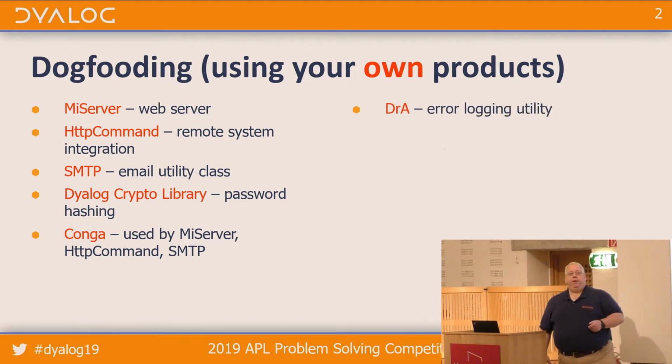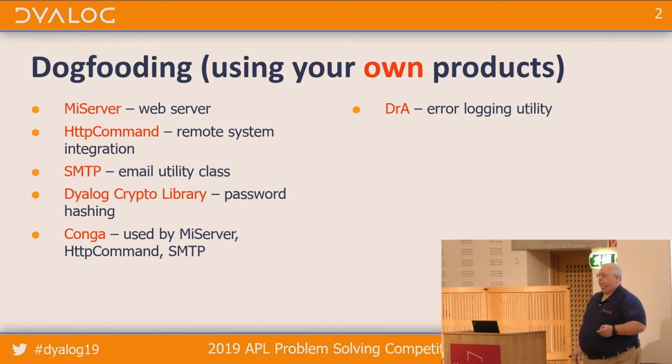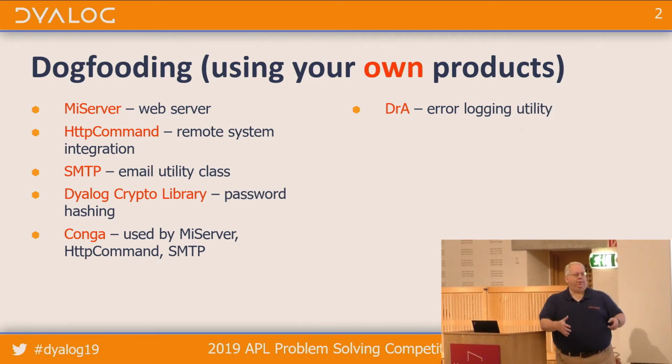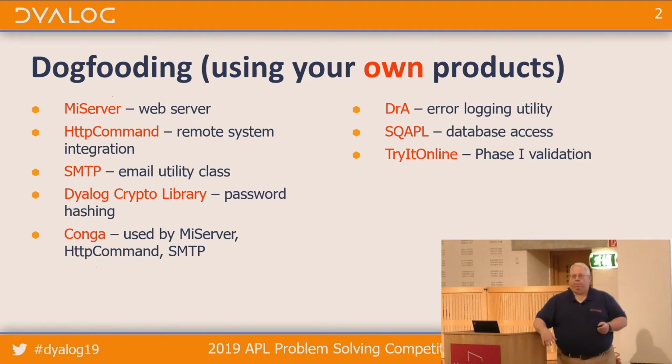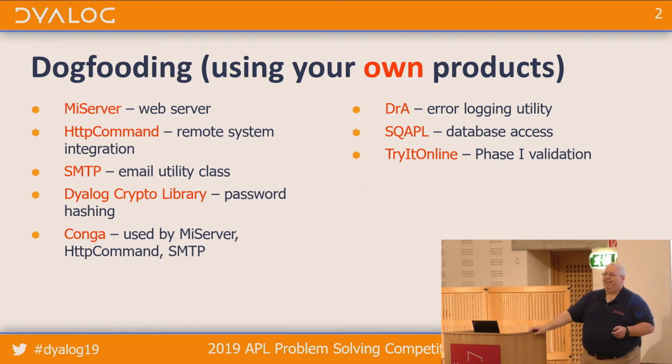We used Dr. A, which is a utility that not a lot of people have heard of, but it's an error logging utility that I think Morton wrote, sort of as if you remember Dr. Watson on an IBM PC way back when, this is sort of an answer to that from the APL side. We use SQAPL for our database access. And then we also are using Try It Online to do instant validation of the phase one entries. And I have to thank Adam here for being instrumental in getting Dyalog APL, 3 flavors of Dyalog APL supported on Try It Online.